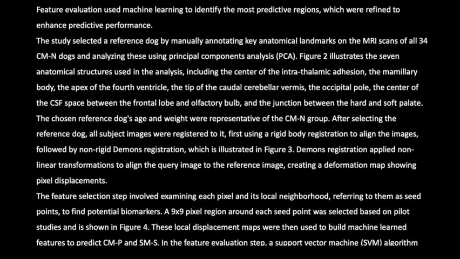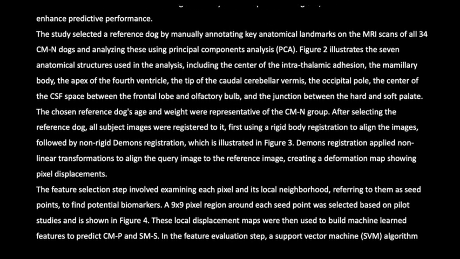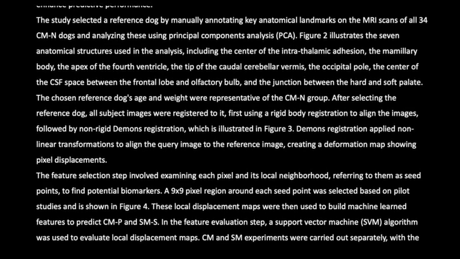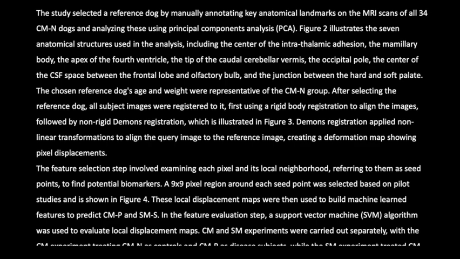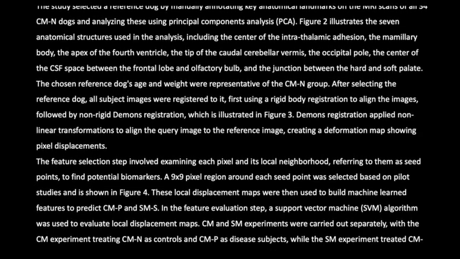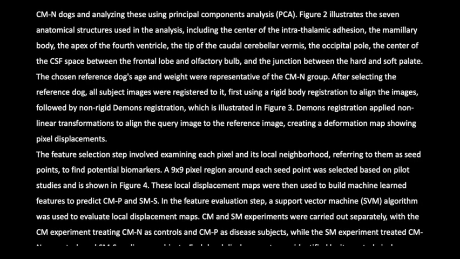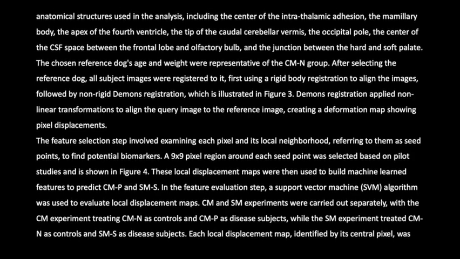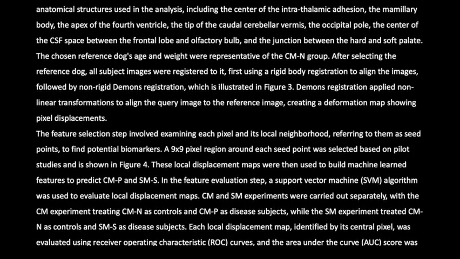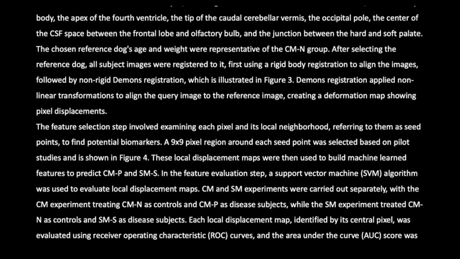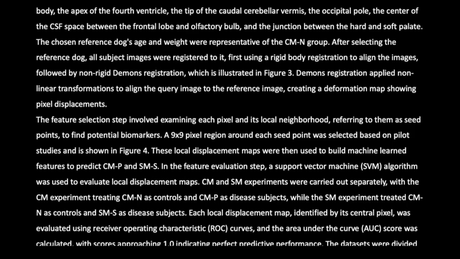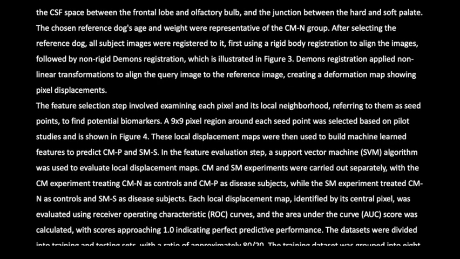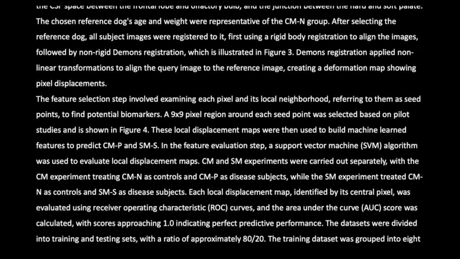After selecting the reference dog, all subject images were registered to it, first using a rigid body registration to align the images, followed by non-rigid Demons registration, which is illustrated in Figure 3. Demons registration applied nonlinear transformations to align the query image to the reference image, creating a deformation map showing pixel displacements. The feature selection step involved examining each pixel and its local neighborhood, referring to them as seed points, to find potential biomarkers. A 9 by 9 pixel region around each seed point was selected based on pilot studies and is shown in Figure 4. These local displacement maps were then used to build machine-learned features to predict CMP and SMS.